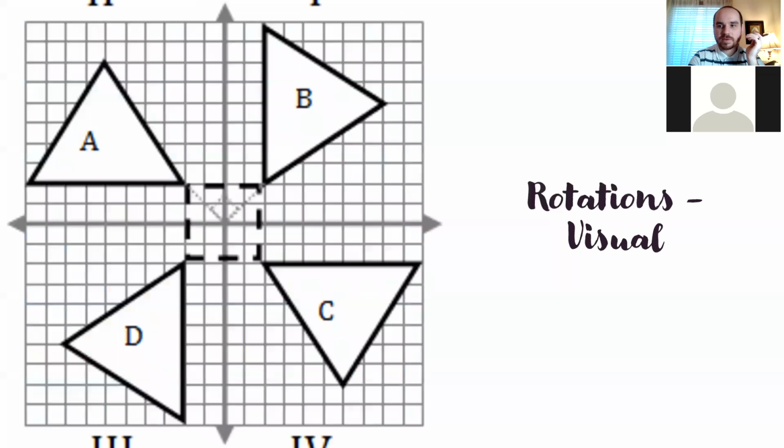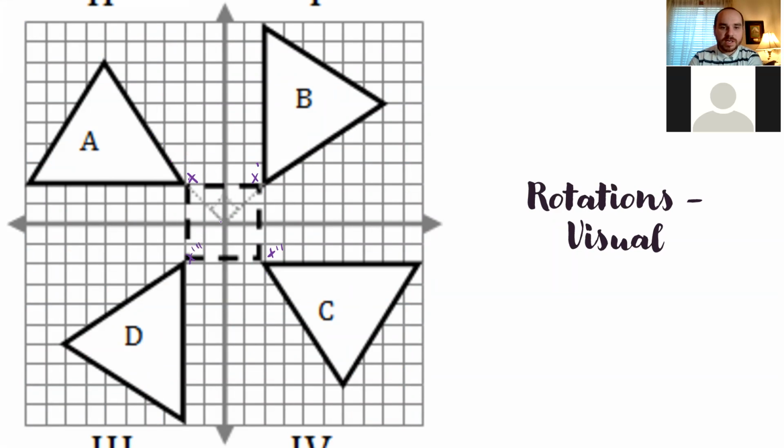Okay, 2 more and then we get to our game. So rotations are probably the most complicated. Here we've got a triangle that's been rotated 3 separate times. So let's call this point right here point X. This is X prime, this is X double prime, and this would be X triple prime.